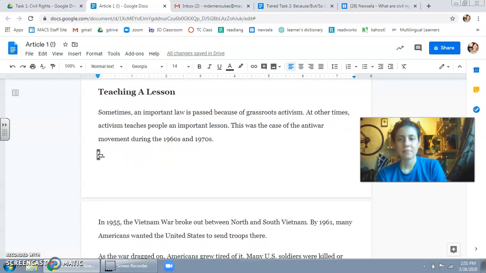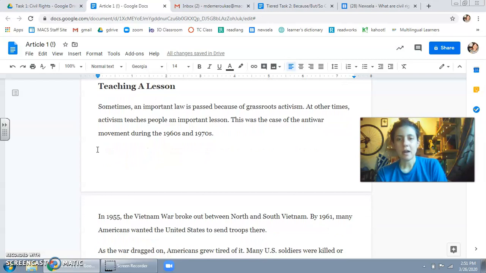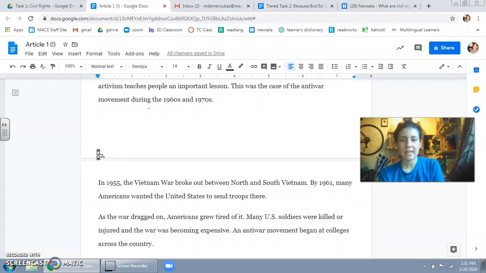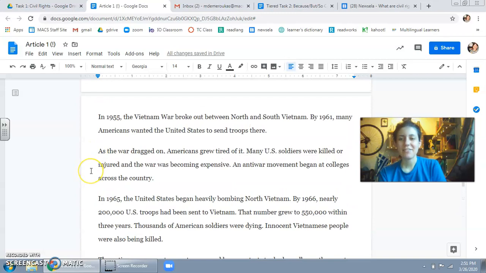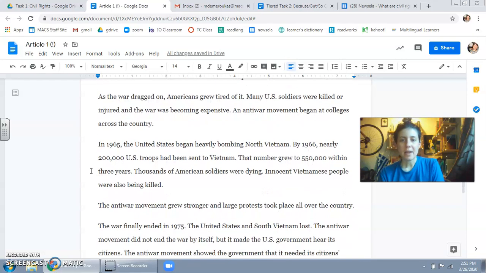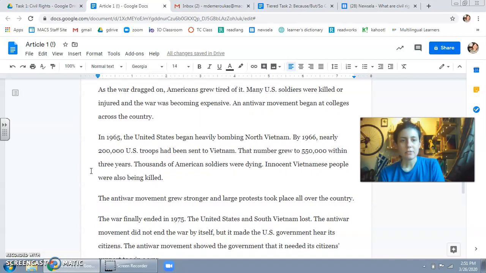Teaching a lesson. Sometimes an important law is passed because of grassroots activism. At other times, activism teaches people an important lesson. This was the case of the anti-war movement during the 1960s and 1970s. In 1955, the Vietnam War broke out between North and South Vietnam. By 1961, many Americans wanted the United States to send troops there. As the war dragged on, Americans grew tired of it. Many U.S. soldiers were killed or injured, and the war was becoming expensive. An anti-war movement began at colleges across the country.